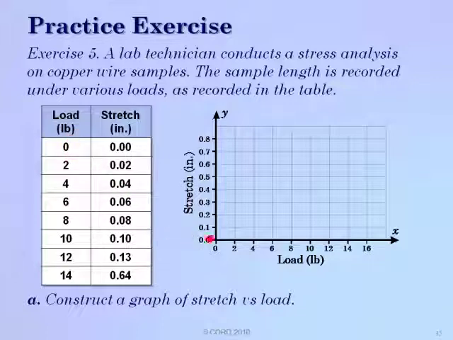So here's 0 and 0, 2 and up to 0.02, 4 and up to 0.04, 6 and up to 0.04. We're not getting up very high, are we? 10 over to 0.1, and 12 over to 0.13, and then 14. Whoa! 14 went way up to 0.64. And we connected those with a line, and something looks pretty strange here, doesn't it?